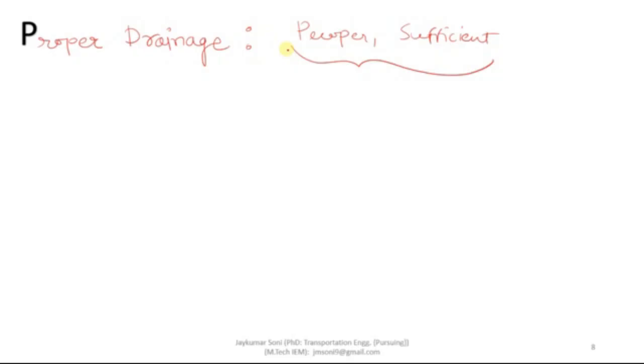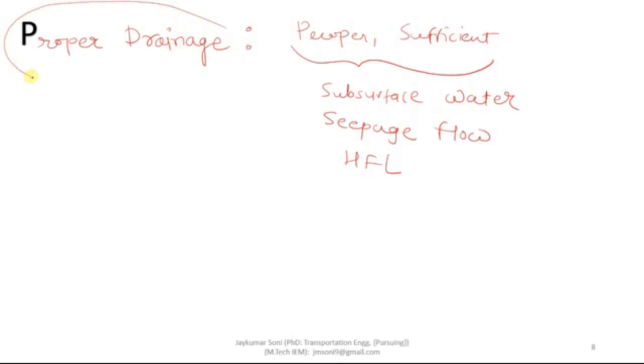With respect to the water which is flowing below the surface, it means subsurface water. It may be seepage flow also. It can also be high flood level. So whenever an alignment is designed, it should consider the criteria of proper drainage. Out of these 10, the P stands for proper drainage.